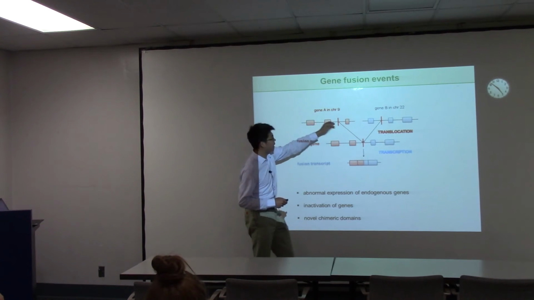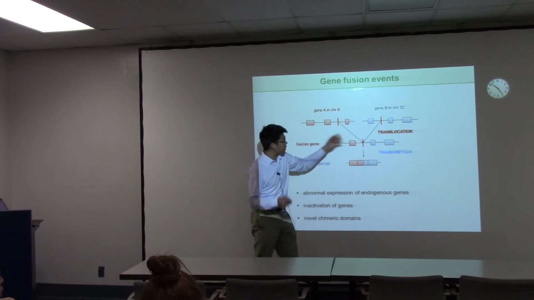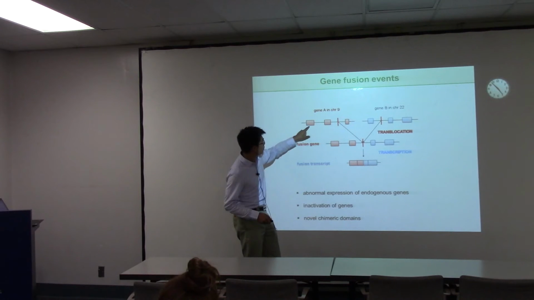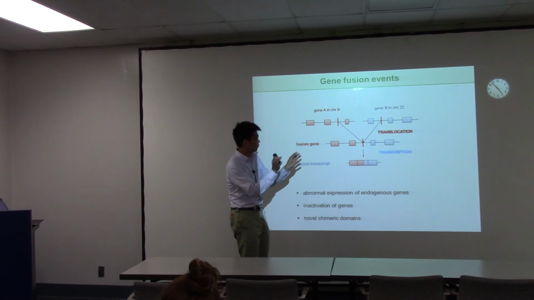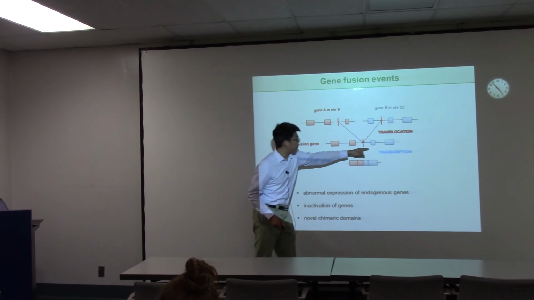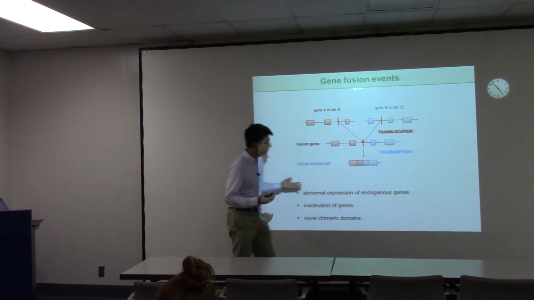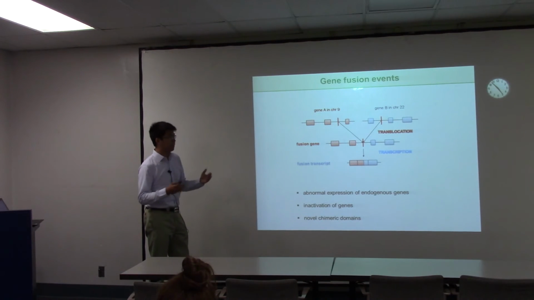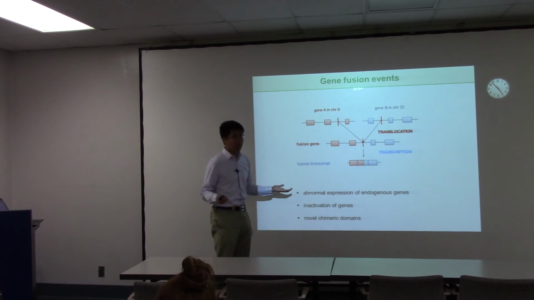We have gene A from chromosome 9 and gene B from chromosome 22. In cancer samples, they can be translocated together like this. Two chromosomes fuse together, and you will have a fusion gene. After transcription, you could have a fusion transcript. This is very important in cancer because they are likely to be drivers in the cancer sample. They can become a drug target as well.